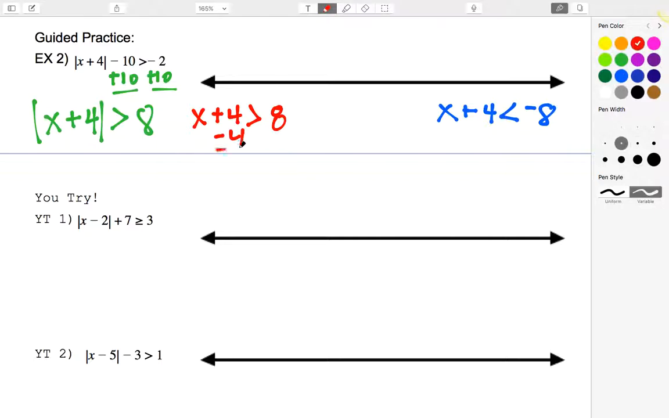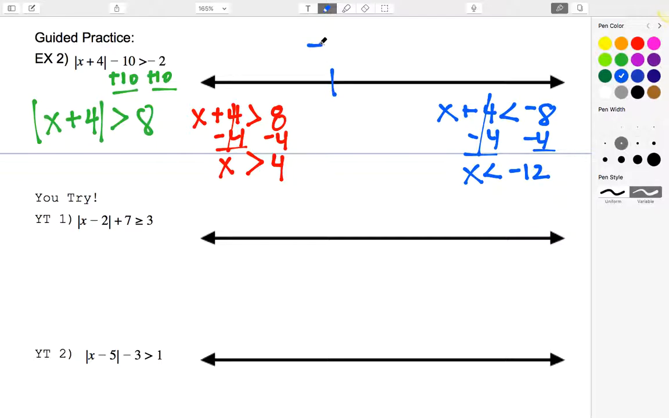To solve, we'll just go ahead and move our 4 over so that these cancel. And x is going to be greater than 4. I'll leave that alone for just a second so I can see what my other solution is. Again, I'll subtract 4 from both sides so that these will cancel. And I find out that x is less than -12.